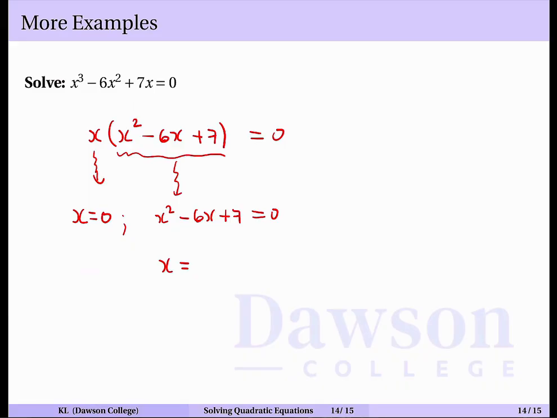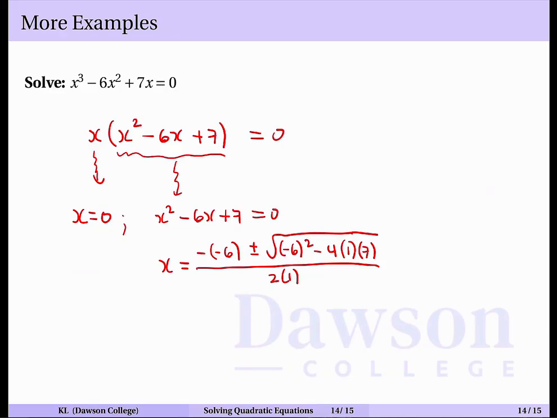Anyway, x equals negative of -6 plus or minus square root of b squared, -6 squared, minus 4 times a times c, all over 2 times 1. So we will have 6 plus or minus square root of negative 6 squared. This is 36. 4 times 7, that's minus 28. Yep, all over 2.